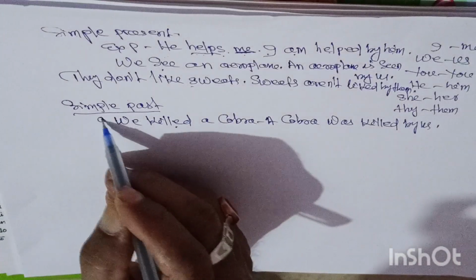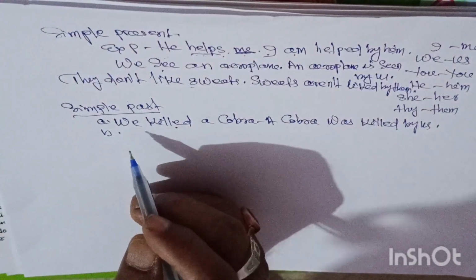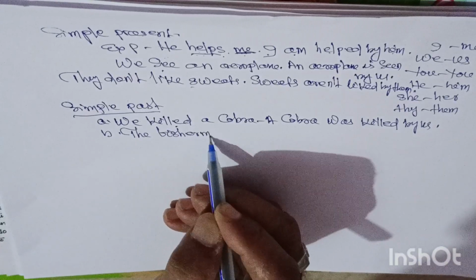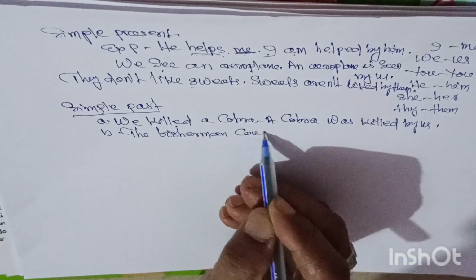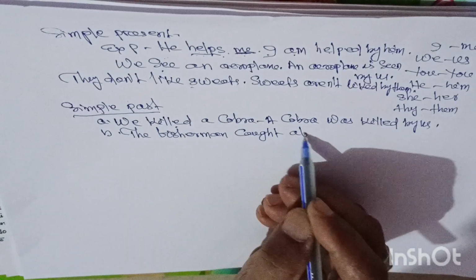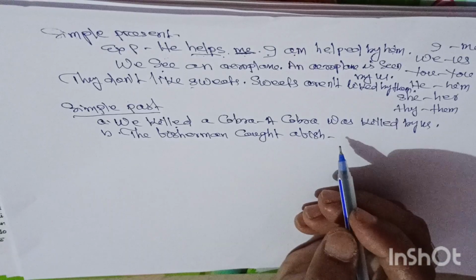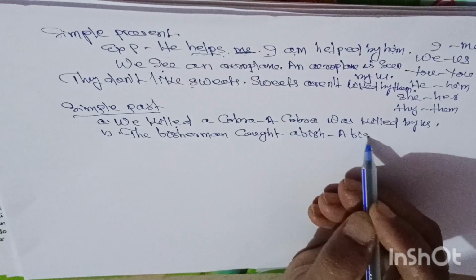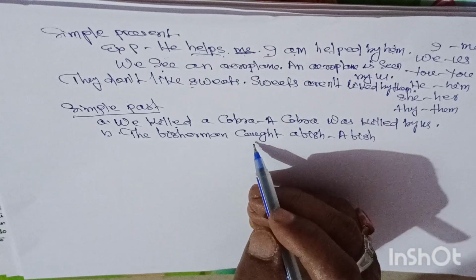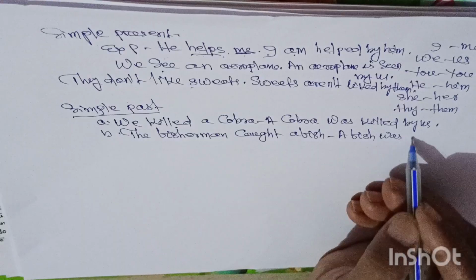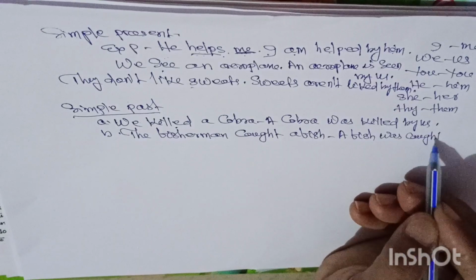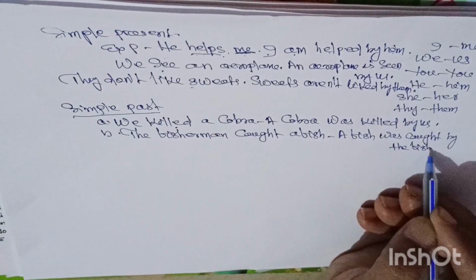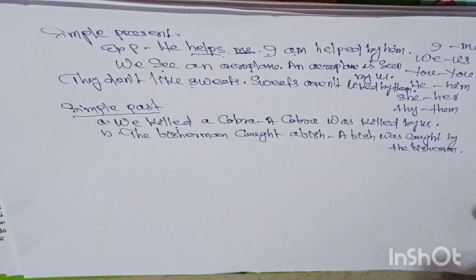The second example is the fisherman caught a fish. You choose which is the object. Here a fish is the object. So you put a fish. As the sentence is past simple, was is used, was caught, then by the fisherman. That is the second example.